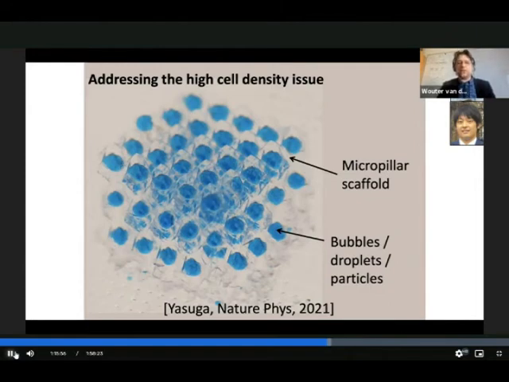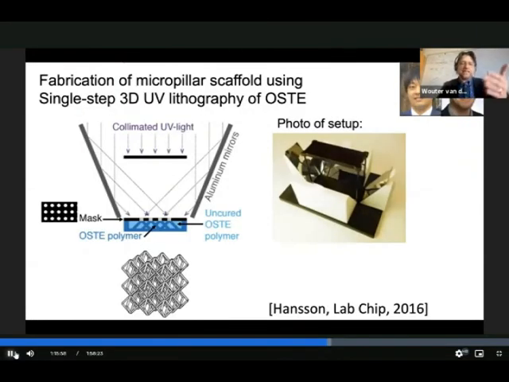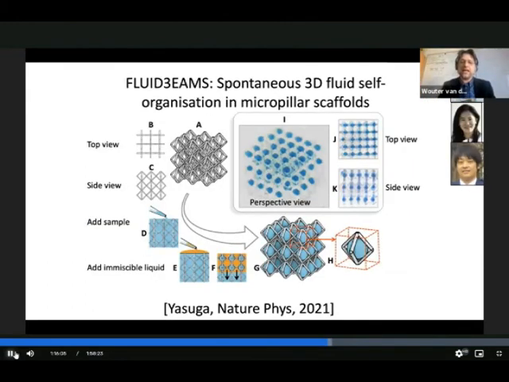And now what we can do, so we see again how you make this structure. So I already showed this. You shine light from 4 different directions and you create this kind of scaffold structure. But now what we do is we add first a sample liquid, the blue, and then we add an immiscible liquid such as oil. And as the oil flows through, it will trap little blue droplets of the first liquid here. And this is the result, looks like this. We published this year in Nature Physics, because it's actually the first time we see the spontaneous emergence of structure in fluids in a 3D fashion.